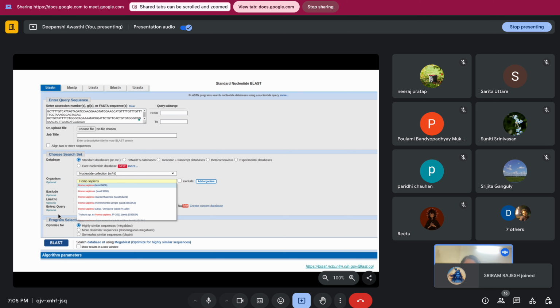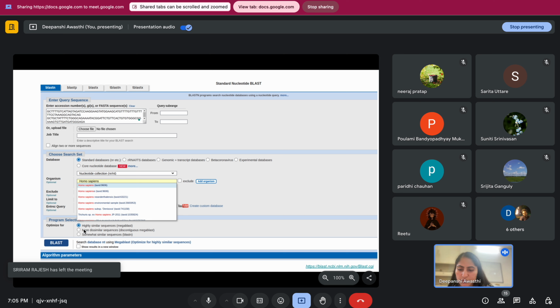Then there are certain other options, but you don't have to go through these options. Now in the last, you have to select the program. You can optimize it for highly similar sequences, which is megablast. There are also some others, for more dissimilar or somewhat similar sequences. It depends, because in my case this gene is already listed, so I know that I want the highly similar sequence. But in your case, your query might be variable and you don't know whether it will be highly similar to some already existing sequence or not. In that case you can change it, but this is the default setting, so I'm not going to change it.